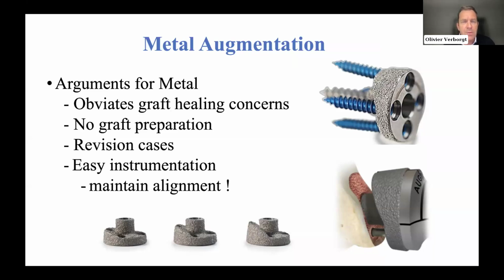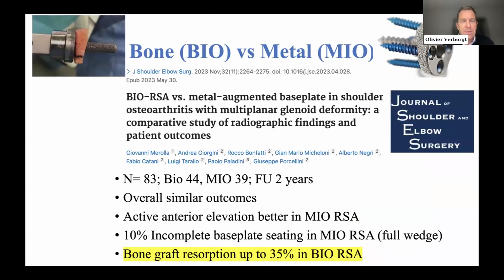The arguments for metal are that it obviates graft healing concerns. There is no necessity for graft preparation. Definitely in revision cases, it's a good option, and it should be normally easy instrumentation while maintaining the alignment of your graft. There's been more and more literature now to compare bone versus metal.